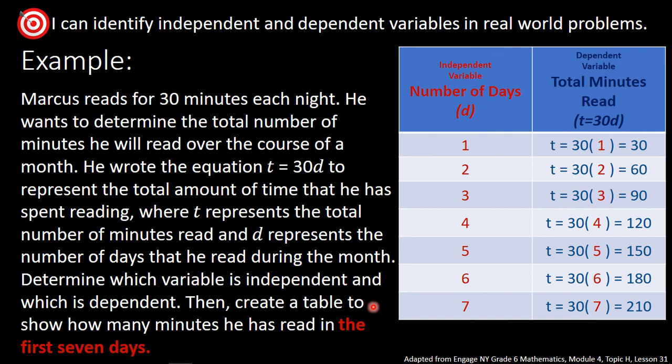So if I wanted to figure out how much he had read after a week, I would have said 30 times 7 is 210. After a week, he would have read for 210 minutes.